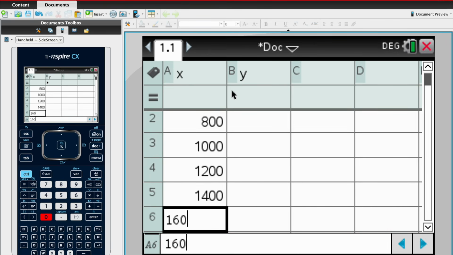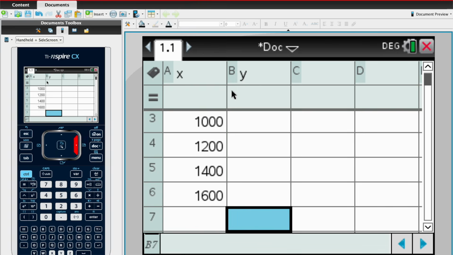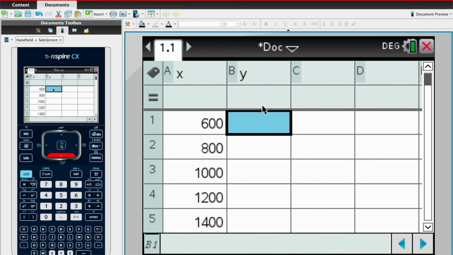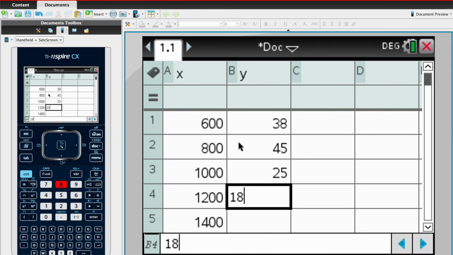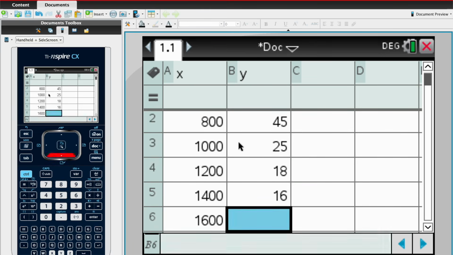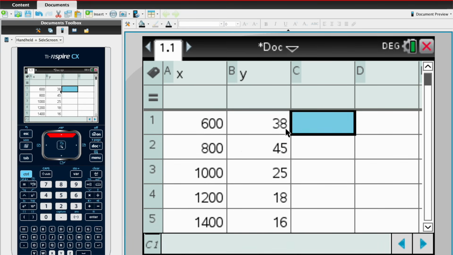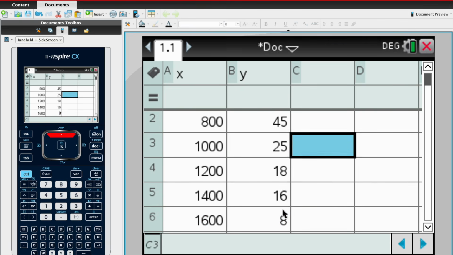1400 and 1600. All right, and then the frequency we'll put in Y. So this is saying there were 38 households with an average consumption of 600 kilowatt hours, and so on. So oops, this is 45, 25, 18, 6, and 8. I'm just going to check to see if this is correct. All right, this looks good.